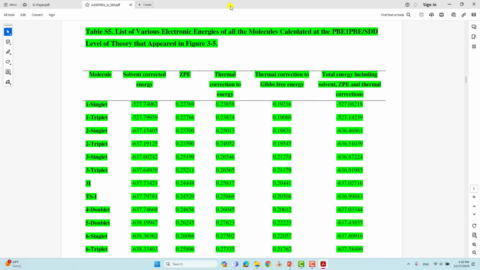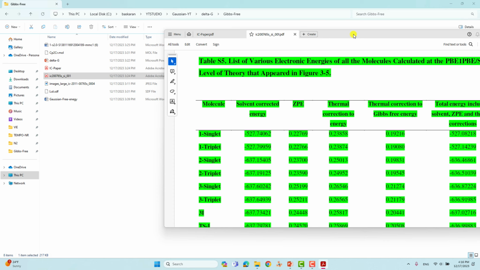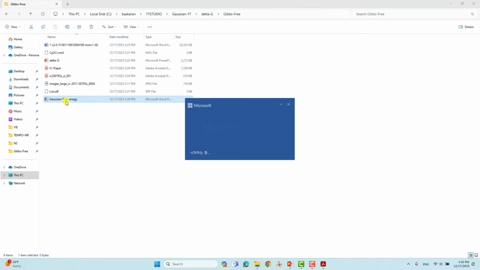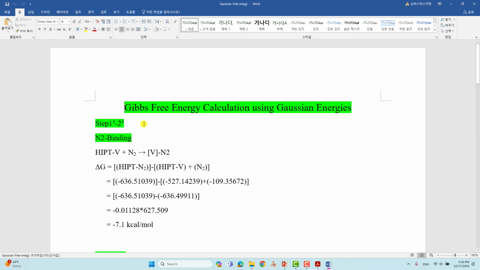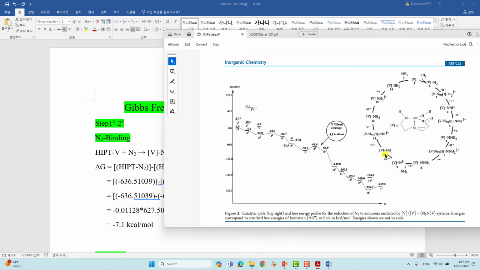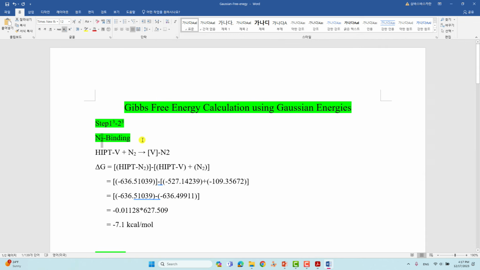So now we will calculate the Gibbs free energy. This is my calculated Gibbs free energy file. This is the Gibbs energy calculation using Gaussian energies. The first step we are doing is 1 to 2. This first step is the N2 binding step. I already showed that energy profile. So the first step, 1 to 2, is the N2 binding step. So we are going to calculate that first N2 binding step.